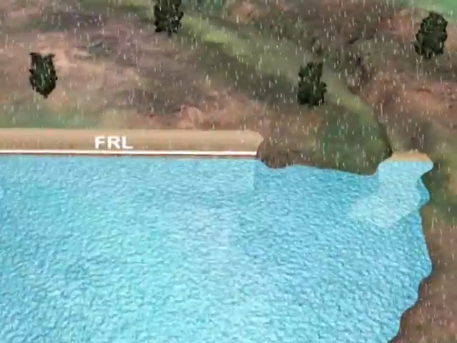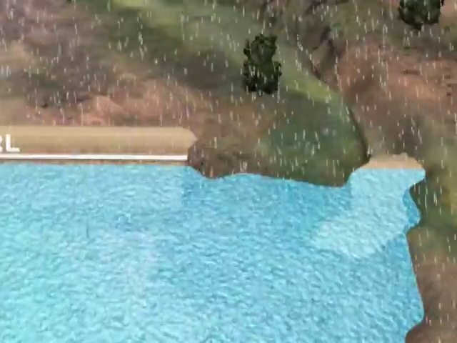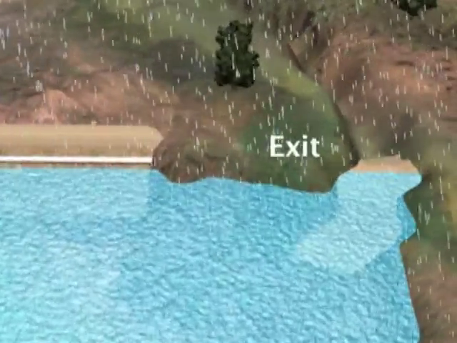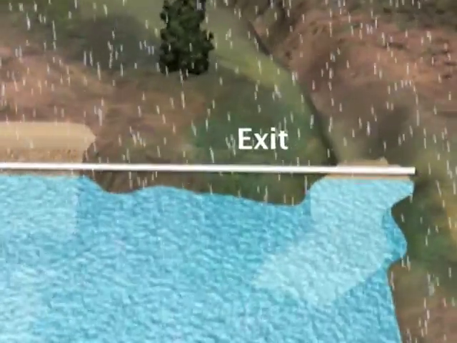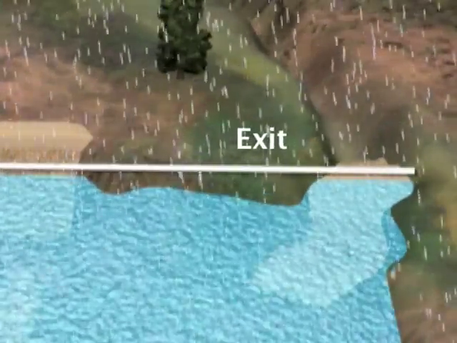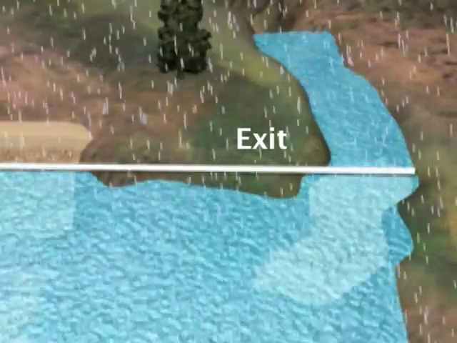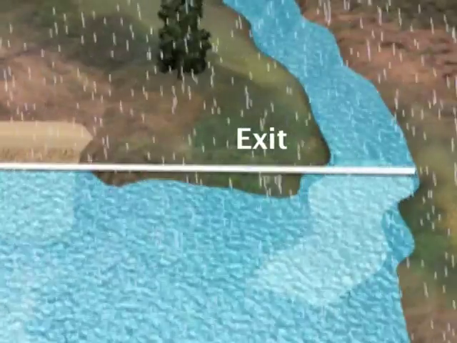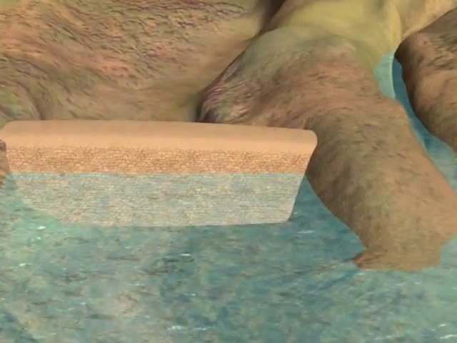The FRL also helps fix the most important design parameter of an earthen dam, which is its exit. The base of the exit is always kept at the full reservoir level. The exit must be so designed as to allow peak runoff to safely pass through it, so that the dam is not endangered in any way. This is because if water flows over the top of an earthen dam, it will break.